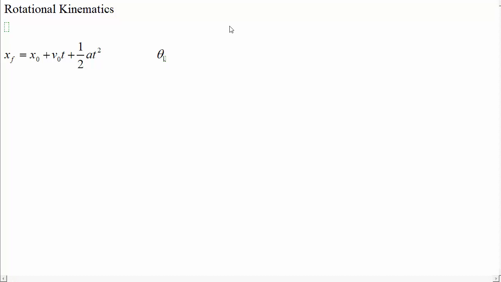So our first formula is going to become theta final equals theta initial plus, now instead of v for velocity or speed, we're going to use angular velocity, and the letter we use there is the Greek letter lowercase omega, initial. Time, we don't mess with time. t is time. Plus 1/2, and the letter that we're going to use for angular acceleration is alpha. t remains t squared.